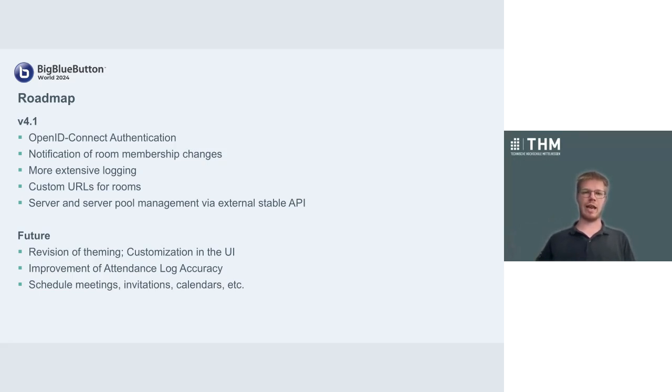We want to allow custom URLs for the rooms. So right now it's like in Greenlight, it's just a random combination of numbers and letters, and we want to give the user the option to set a friendlier name that's easier to memorize, and also an API to manage your servers and server pools, so it's easier to integrate into tools like Ansible.